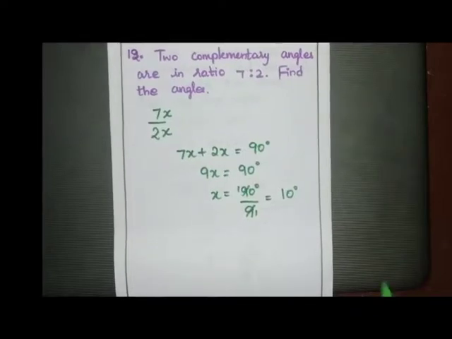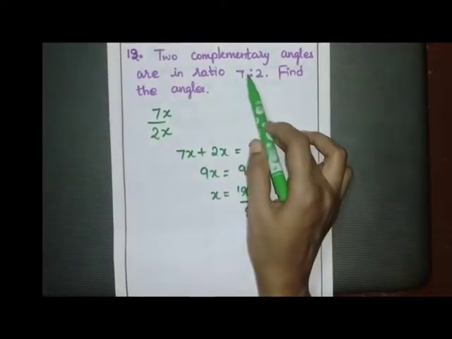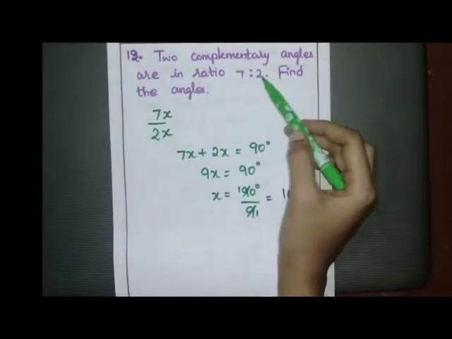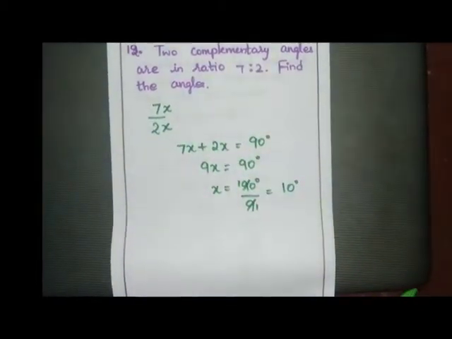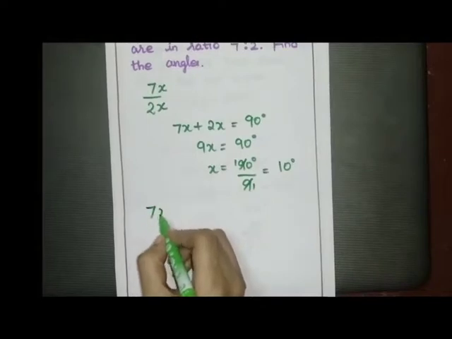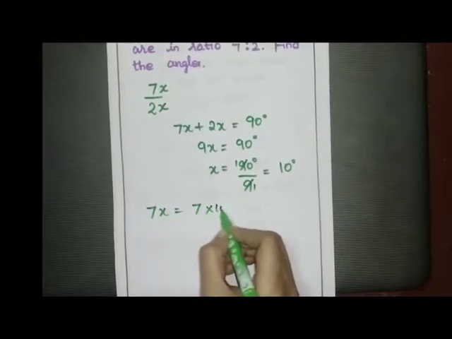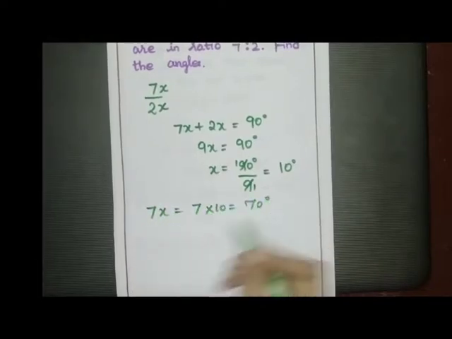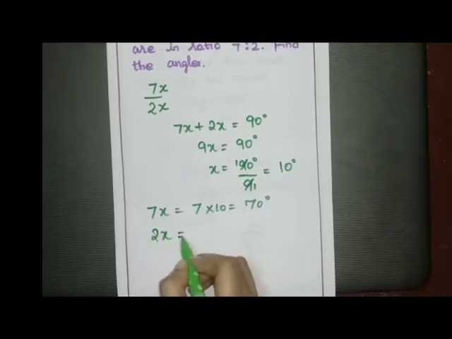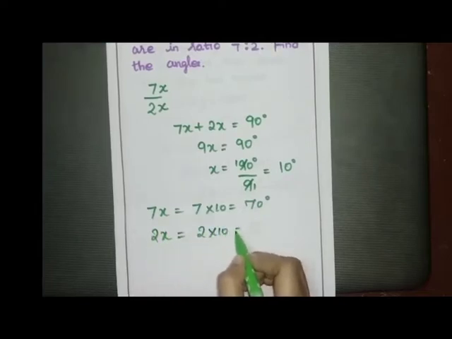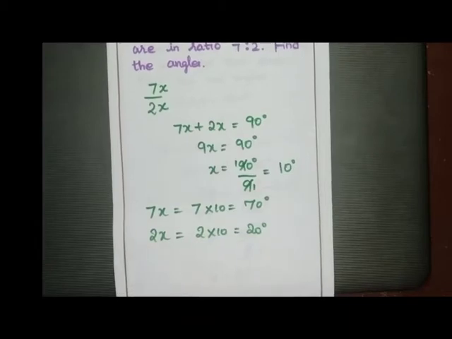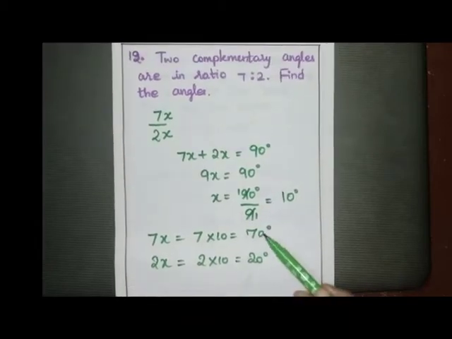But what is the ratio given? First angle is 7 times x, second angle is 2 times x. So what is the first angle? 7x equal to 7 into 10, 70 degrees. Second angle is 2x, so 2 times 10, 20 degrees. So the two complementary angles are 70 degrees and 20 degrees.